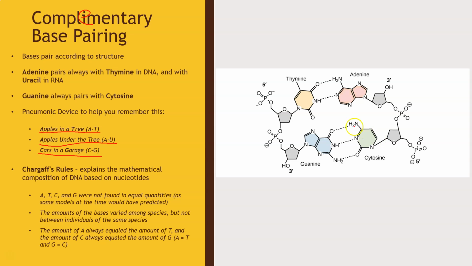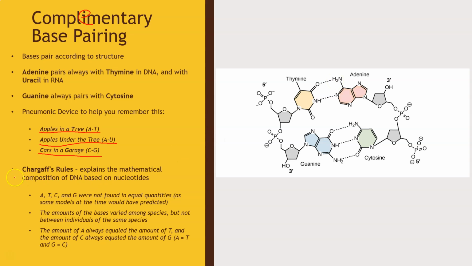So you can see here how they pair up. Guanine pairs up with cytosine because you've got 3 weak hydrogen bonds here. They pair with these side groups. And then thymine and adenine pair up with 2 hydrogen bonds between these 2 side groups.